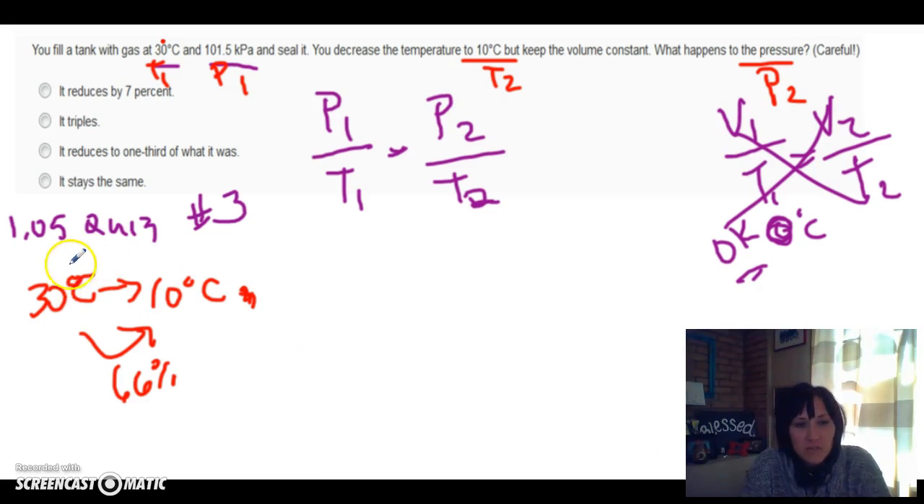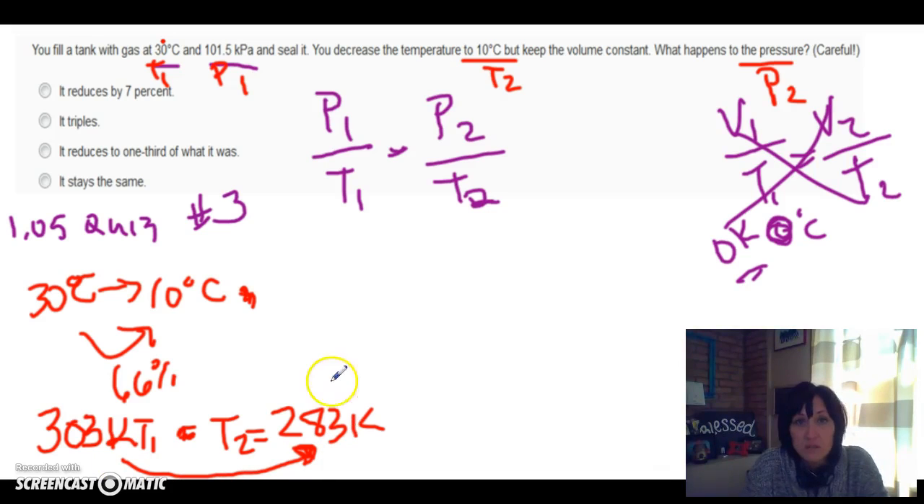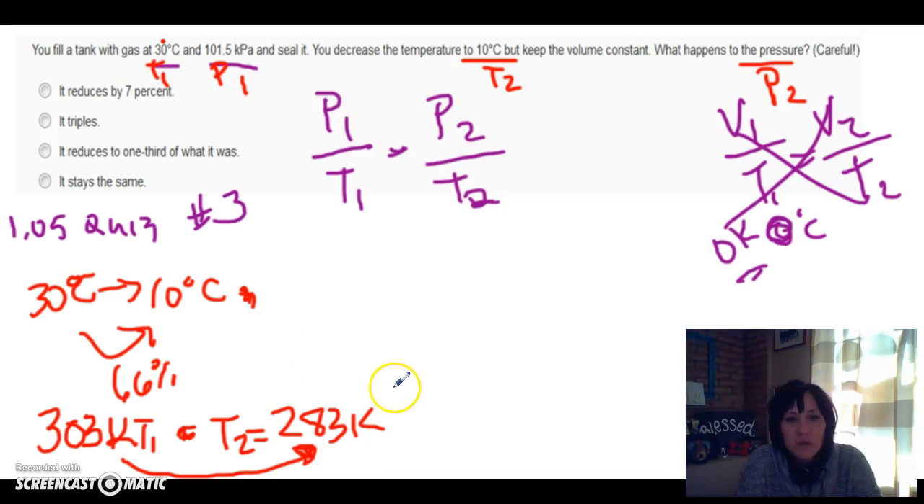So let's convert to Kelvin. 30 plus 273 is what? 303. So 303 Kelvin is our T1. Our T2 is 10 plus 273, 283 Kelvin. Now look at it. What percentage did we decrease? We didn't decrease by 2/3. We didn't decrease by 66%. I did it earlier. We decreased by 7%.